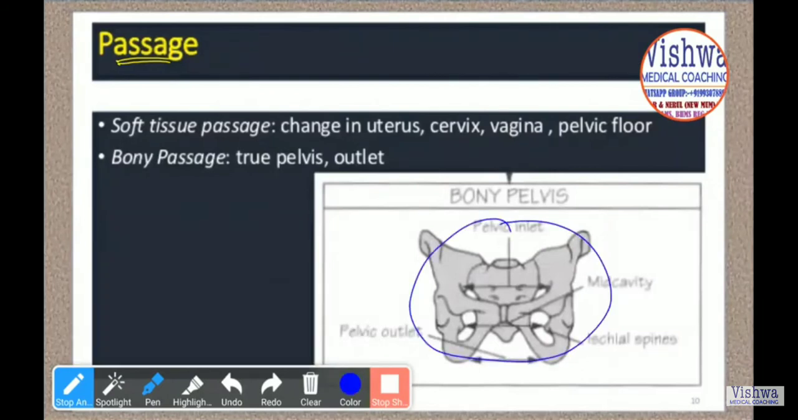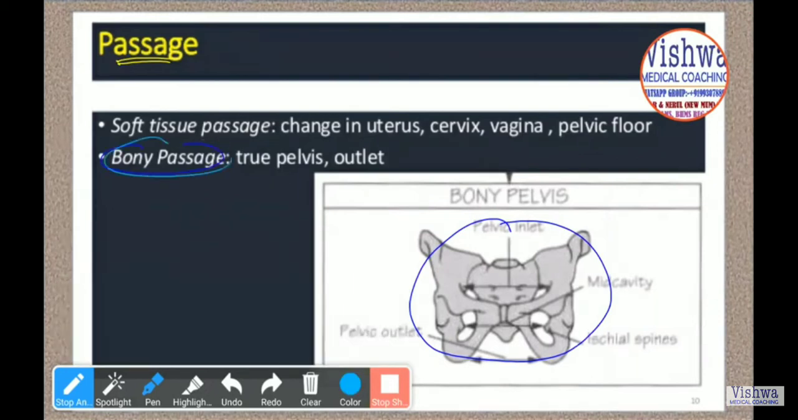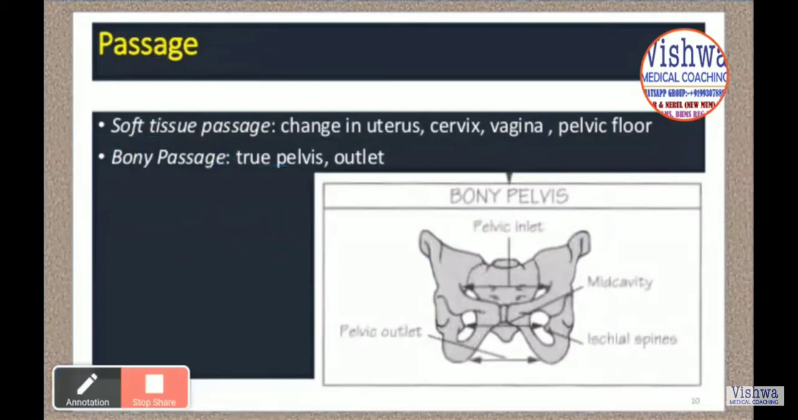Remember, the diameter of the pelvis should be adequate so that the baby can come out easily. That is the bony passage I'm talking about. The bony passage should be a pelvis of adequate diameter.